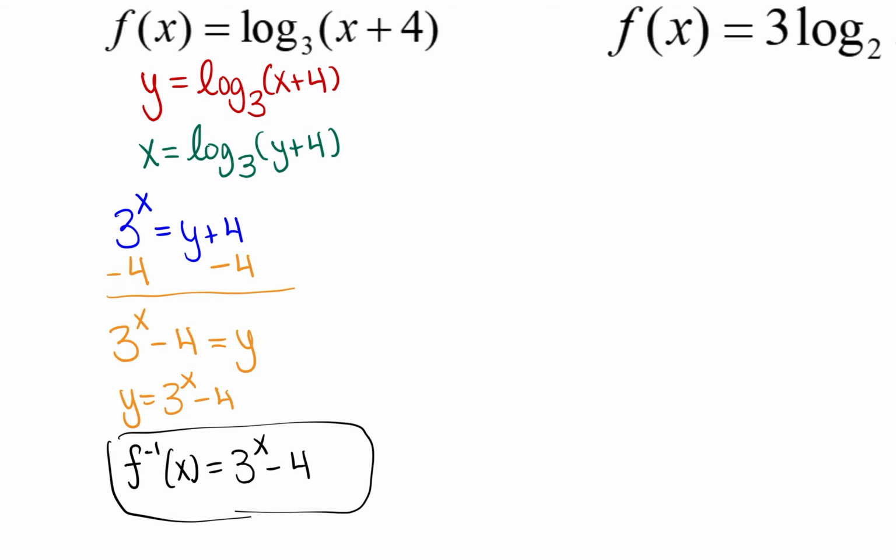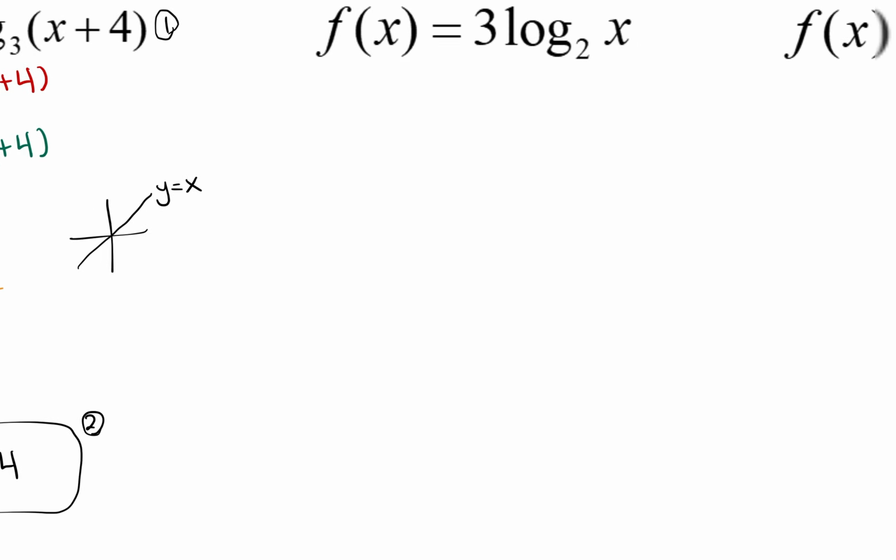Keep in mind that you can determine whether you did this correctly or not by simply graphing the original function, the inverse function, and y equals x. If you see symmetry across the line y equals x, then most likely you did it correctly. Let's go ahead and move on to the second example.